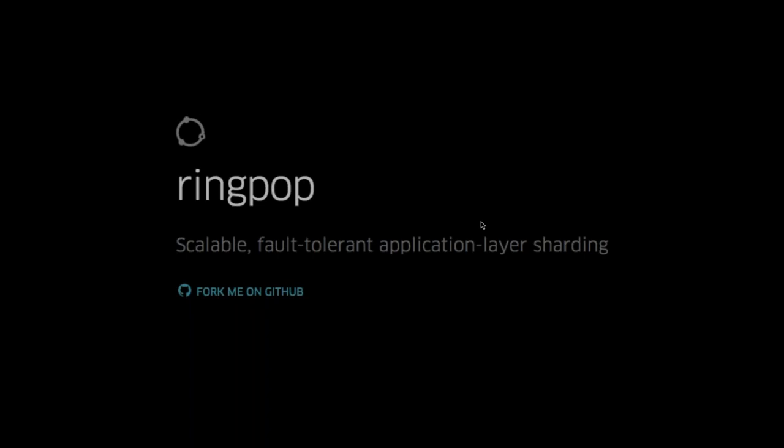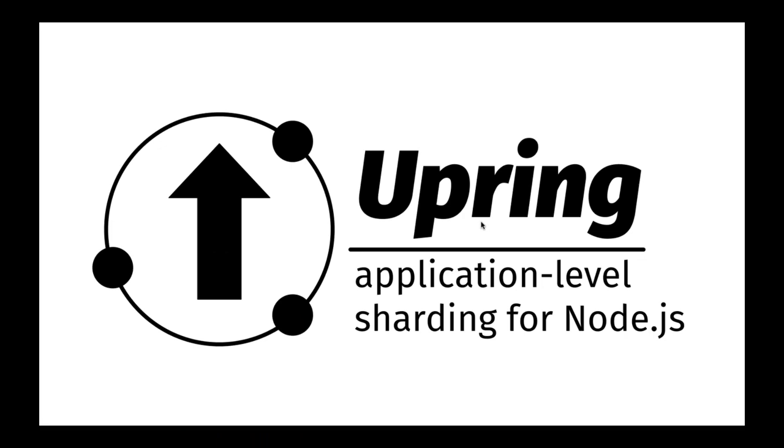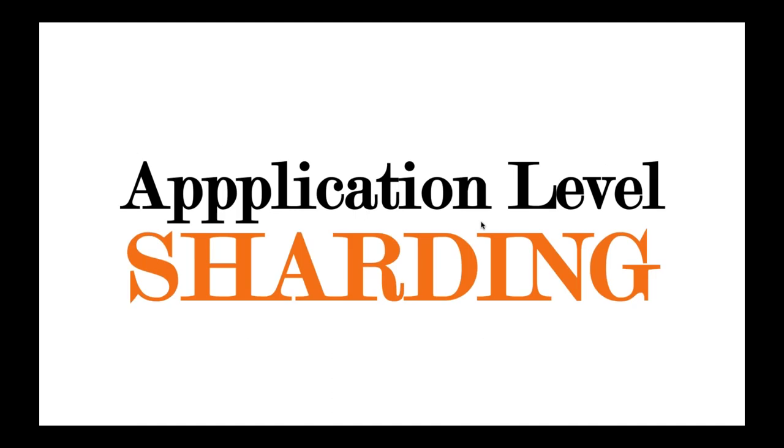To solve this problem inside of the dispatch API, Uber came up with the idea of RingPop, an application layer sharding framework. And RingPop has a kind of competitor, if you want to call it that, Upring, which is developed by Matteo Collina and is an extremely interesting piece of software, because one of the main problems of RingPop is its complexity, something that Upring also tries to solve as a first class concern. So Upring is a very simple to use framework compared with RingPop.